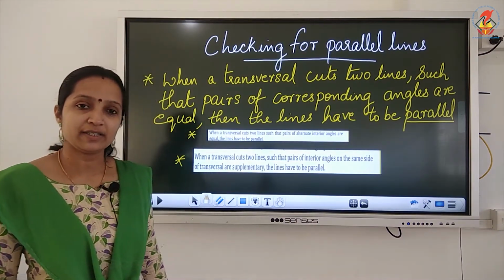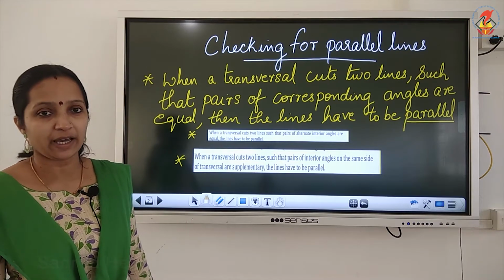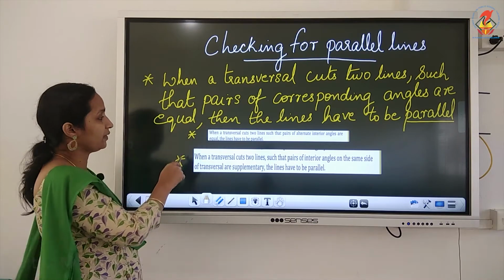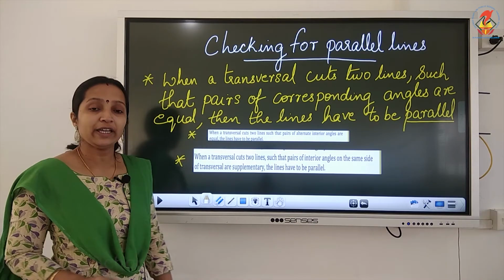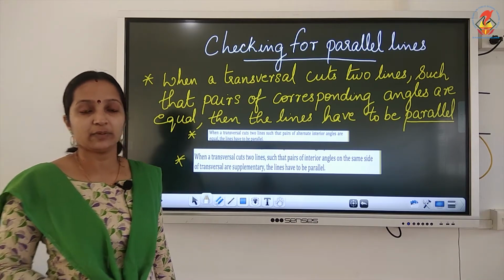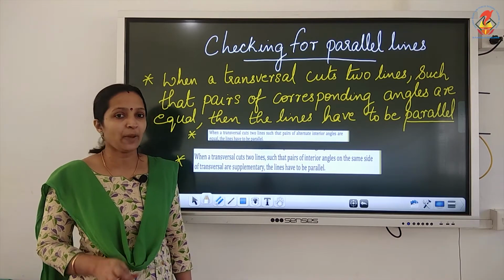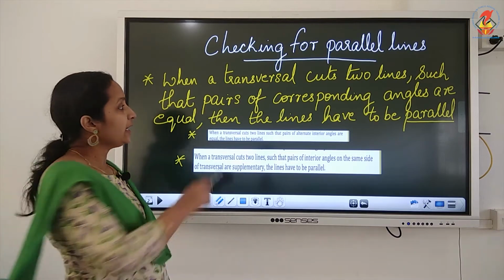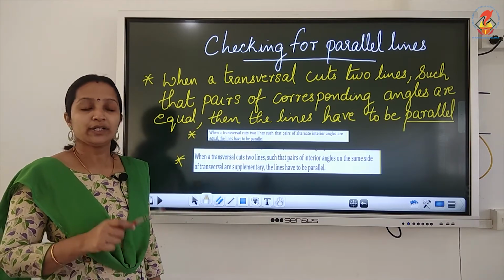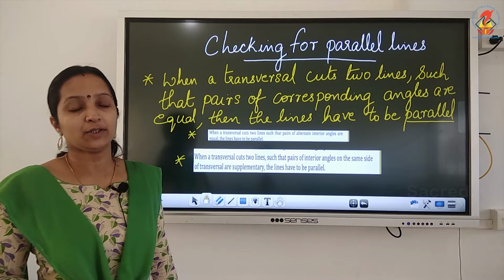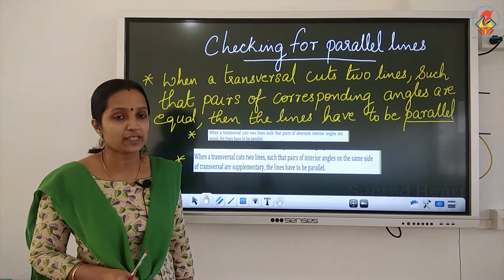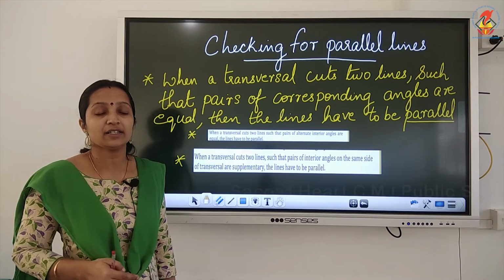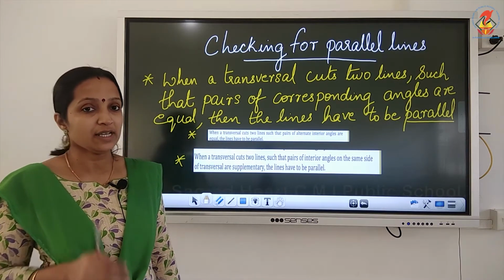Checking for parallel lines. If you want to check whether two lines are parallel, if any one of these three conditions is satisfied, we can say that the two lines are parallel. We already learned that if a transversal cuts two parallel lines, each pair of corresponding angles is equal, alternate interior angles are equal, and interior angles on the same side of the transversal are supplementary.